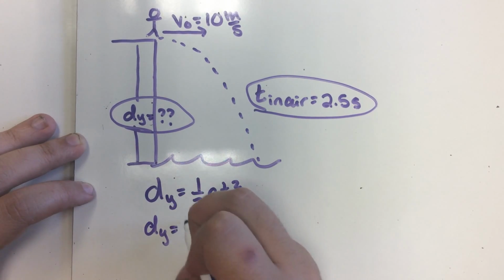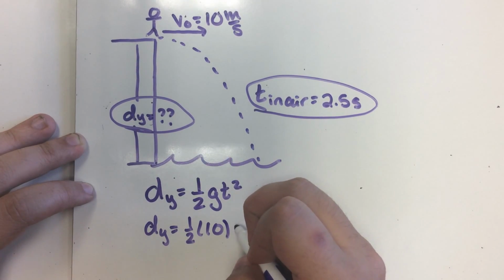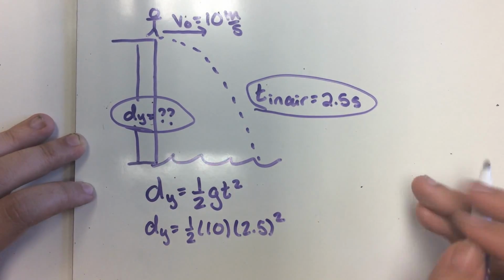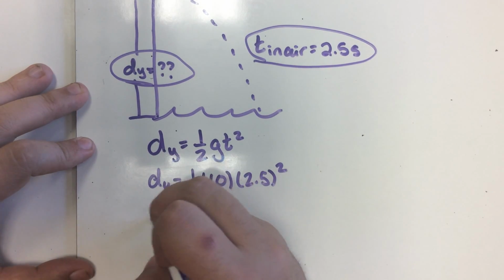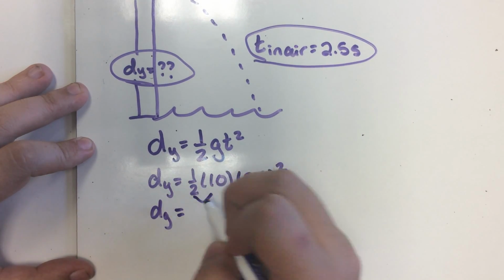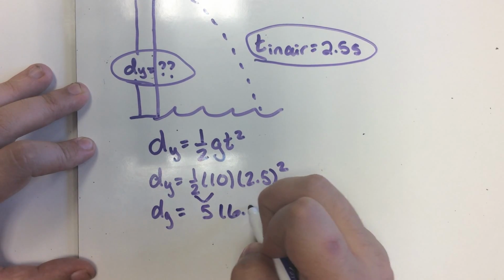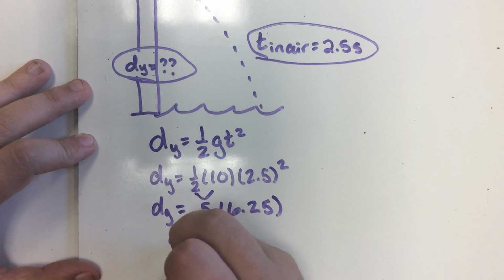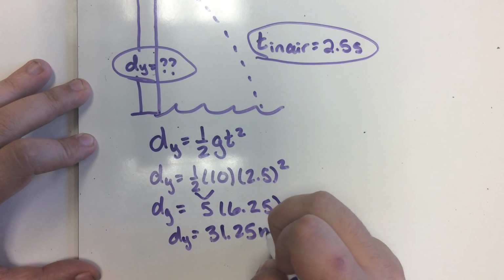I don't know dy, but I do know that g is 10 meters per second squared, and that t is 2.5 seconds. I need to make sure I square that. So when I solve this, I can combine the 1/2 and the 10 to get 5 times 2.5 squared, which is 6.25. And when I combine all of that, I get 31.25 meters.